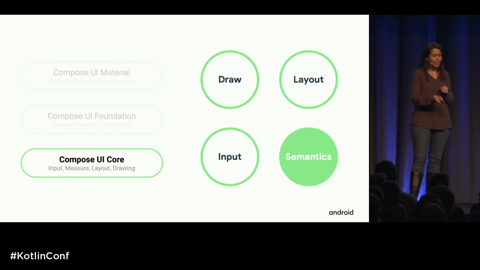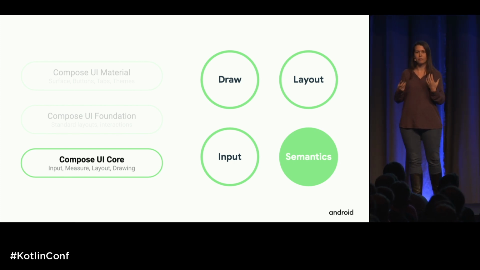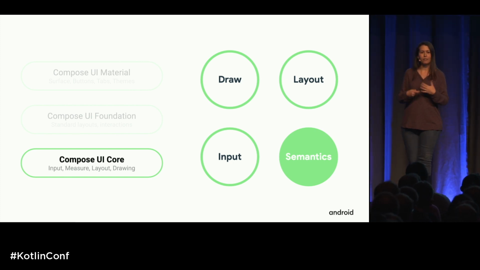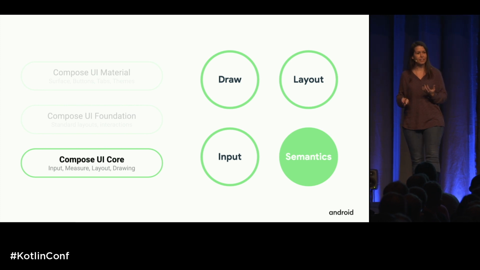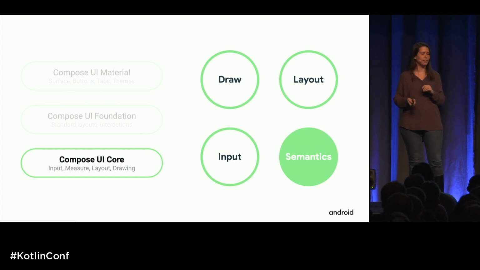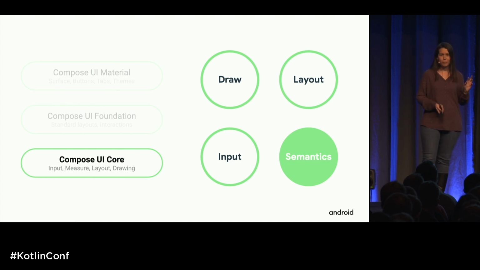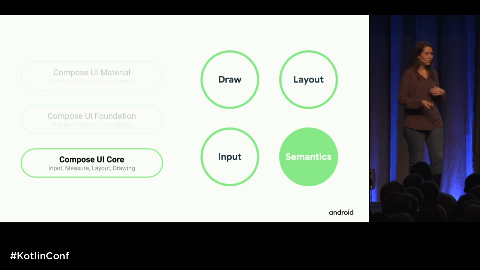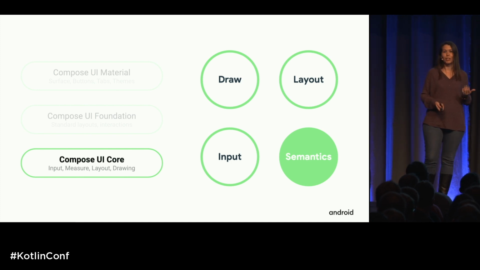And then we have semantics, which is what we call the semantic information of your tree, because you can define what something is, and suddenly it's not only useful for accessibility, it's useful for things like testing as well, or maybe autofill needs to know what's on the screen. So these are our four basic building blocks. We don't expect most people to have to go down to this level of API. This is kind of the core of the system. We're obviously layering things on top to make it easier.